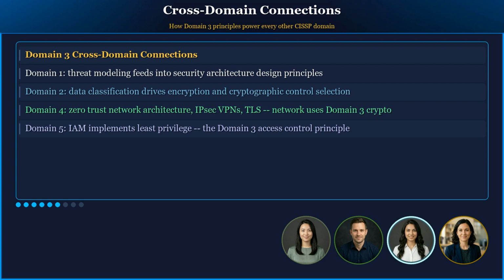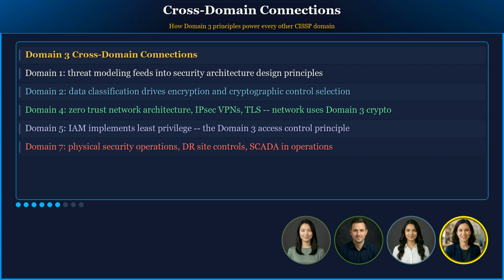Domain 5 identity and access management implements the least privilege principle from Domain 3, and access control models from Domain 3: discretionary access control, mandatory access control, role-based access control, and attribute-based access control are implemented by the systems covered in Domain 5. The models are defined in Domain 3. The implementation mechanisms are covered in Domain 5.